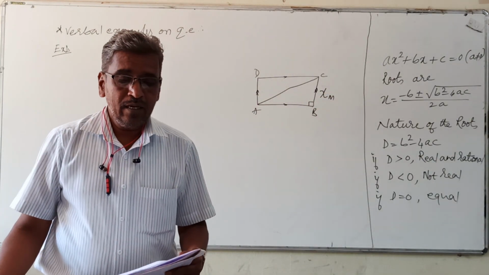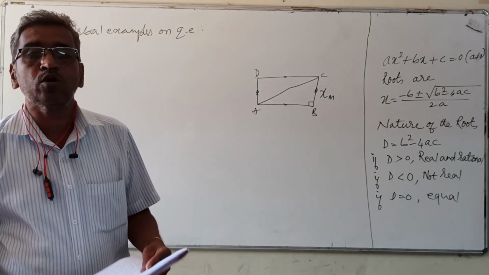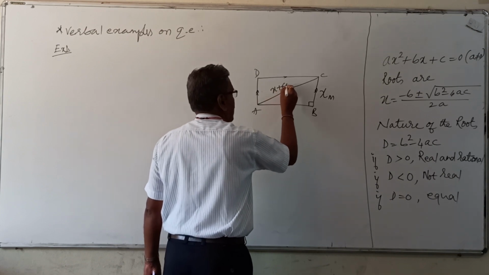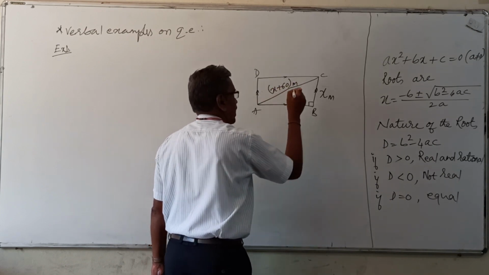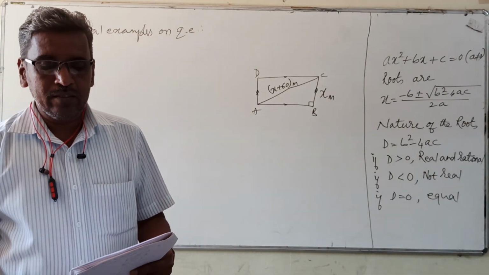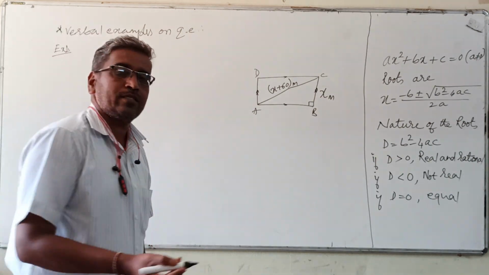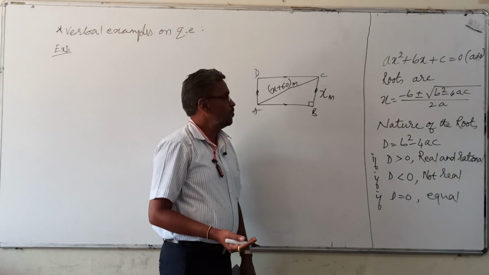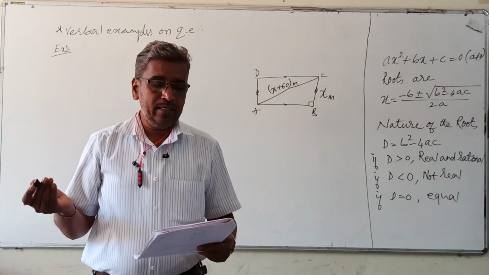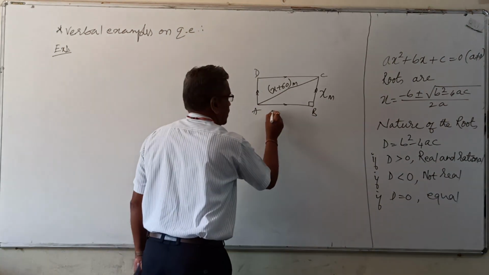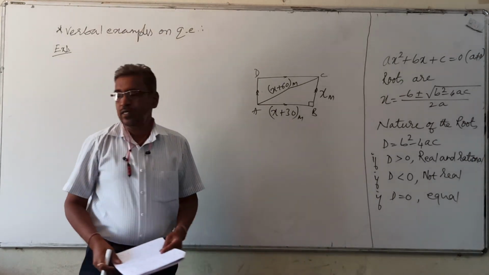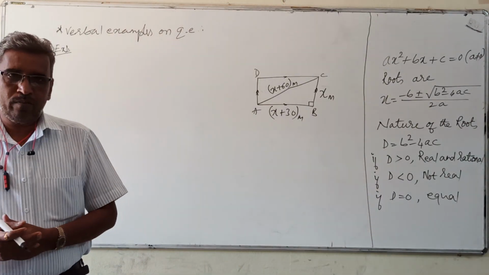According to the question, what does it tell? The diagonal of the rectangular field is 60 meter more than the shorter side. So diagonal equal to 60 meter more than the shorter side. And the longer side is 30 meter more than the shorter side. Shorter side is BC, longer side is AB. These are the points given in the verbal example.